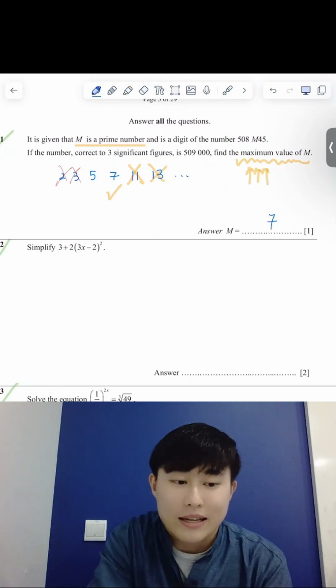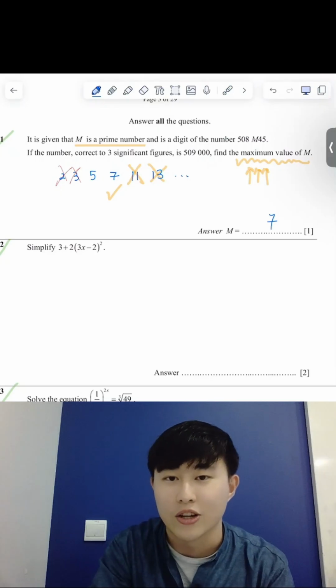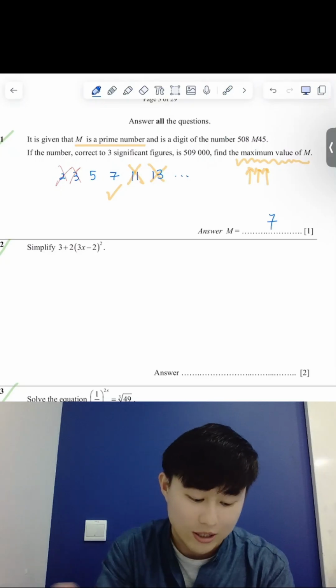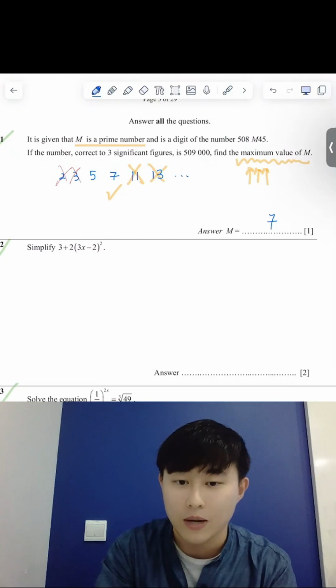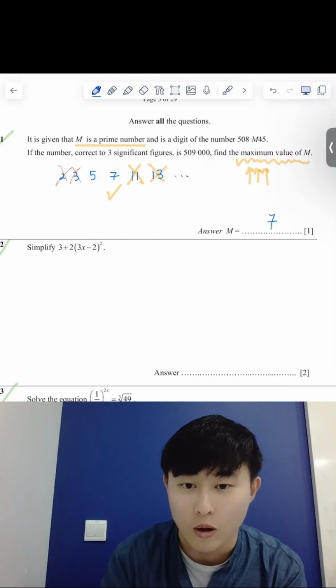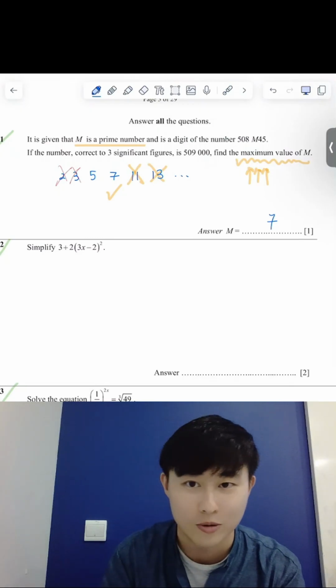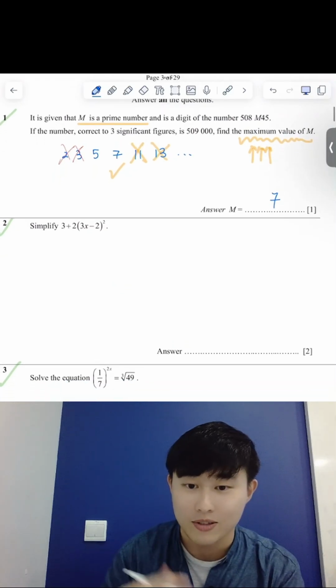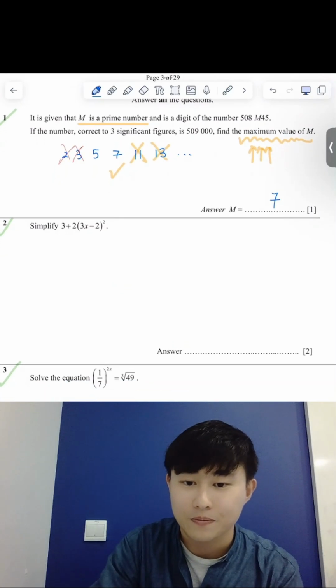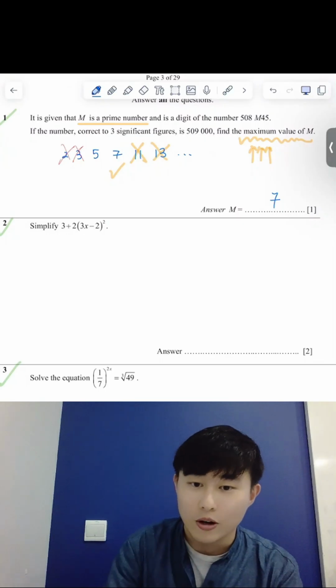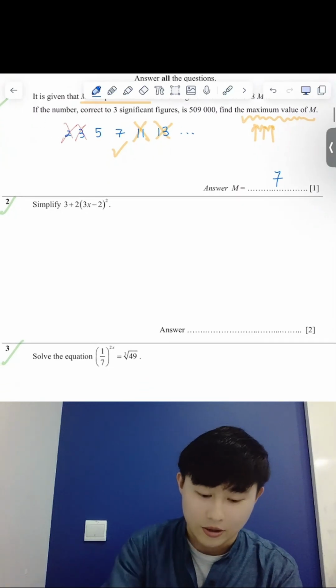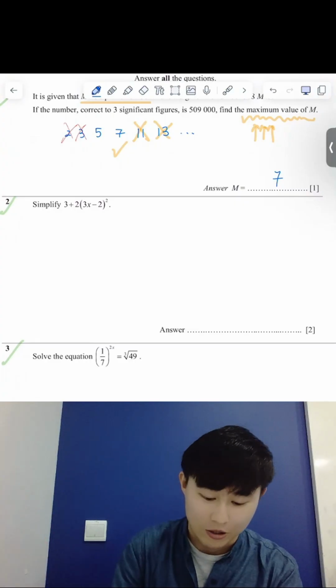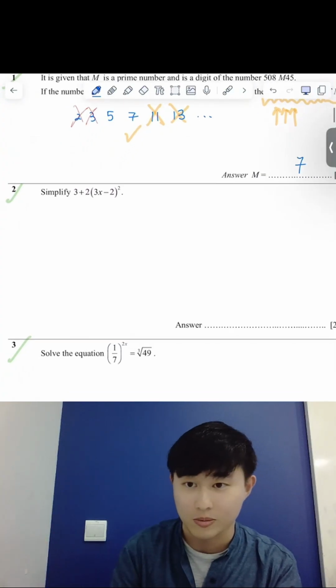In case some of you ask me, do I need to show any working? Not really. You can just write 7 because it's a one mark question. Those of you who know your prime numbers should know how to do this question. This is your first question, we're starting off with something a bit easier. I'm going to go on to the next question. Again, if you don't understand, just let me know, and I will go through as slowly as possible.